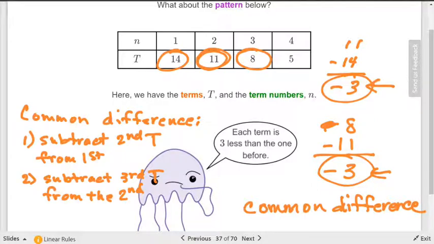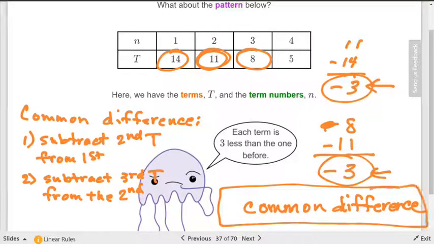What if I got a different number when I was working on it? Then I've either subtracted them wrong or it's not linear. And there's a case where that could happen. Now, that common difference is going to be our multiplier in our rule.